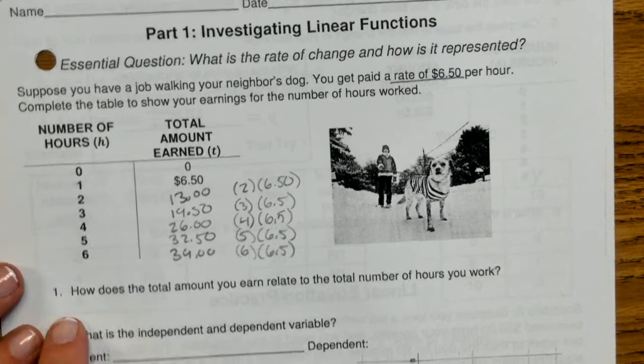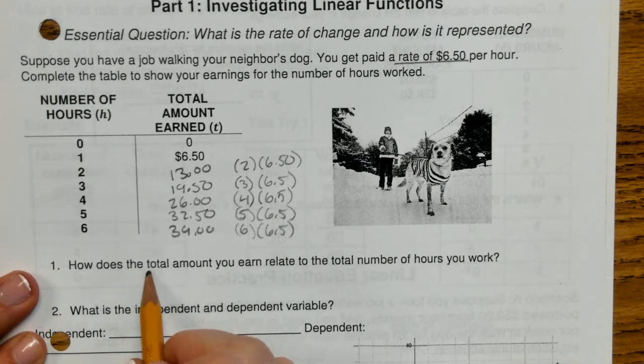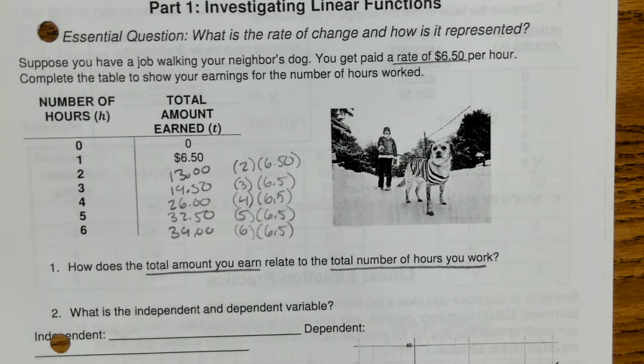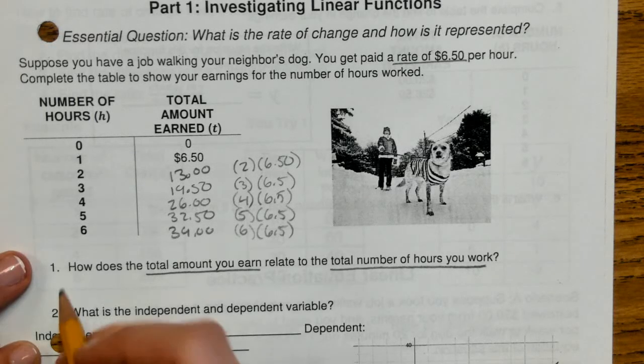All right, question number 1 says, how does the total amount you earn relate to the total number of hours you work? Think first, write down your answer. Braxton, how does the total amount you earn relate to the total number of hours you work? I don't know. Good, Ashar. Ahmed. The more you walk, the more you make.